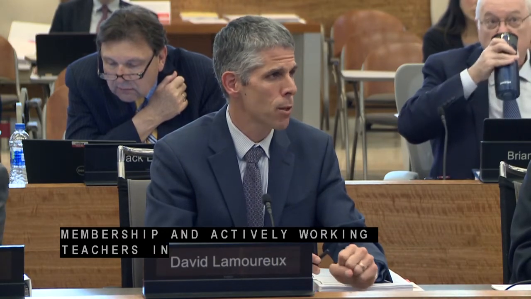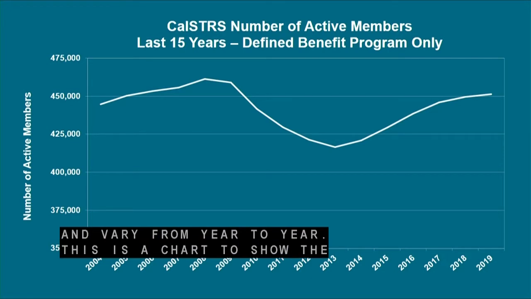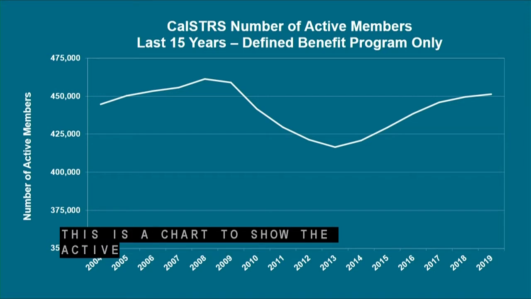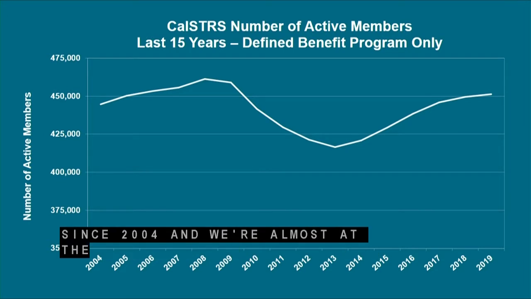And it can vary substantially from year to year. This is a little chart to show you the number of active members we have seen at CalSTRS since 2004. You can see 15 years later, we're almost at the level we were in 2004, a little bit higher, but we've taken a wild ride along the way. It went up to more than 460, dropped back to 410, and now we're back to about 450. What's interesting is the funding plan was passed when we were at our lowest.